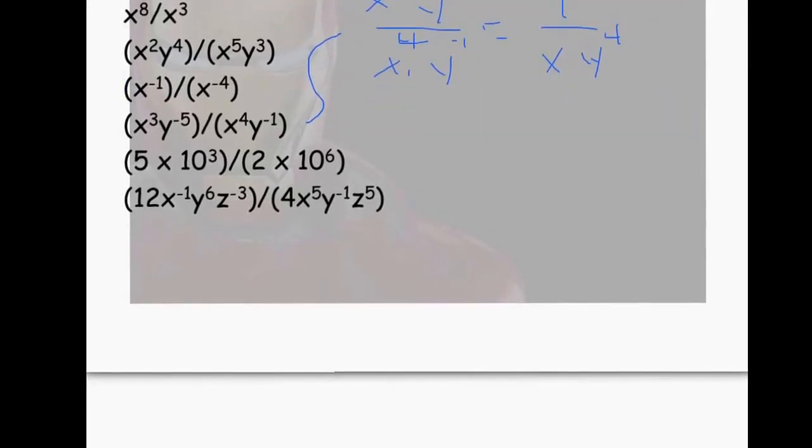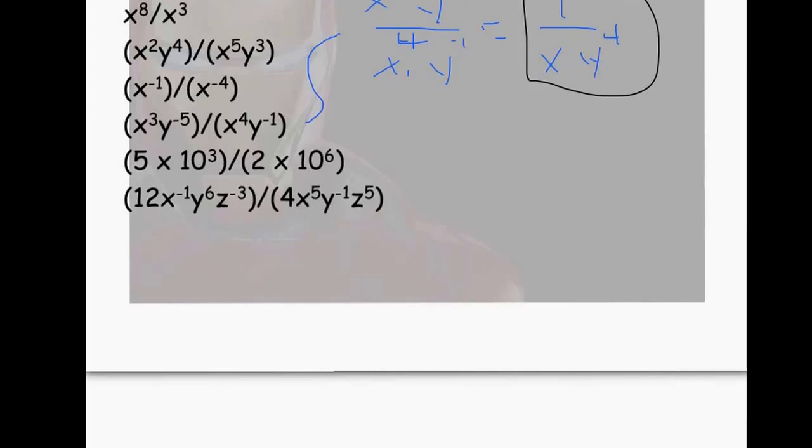Alright, so the answer that we should have got for our fourth problem is 1 over x. You can have it to the first power or not. And y to the fourth, also in the denominator. If you did not get that, keep in mind which one's bigger. Is it the 3 or the 4 for the variable x? 4 is bigger. Final answer should end up in the denominator because 4 is in the denominator.